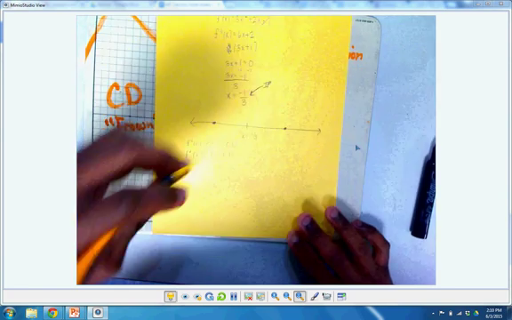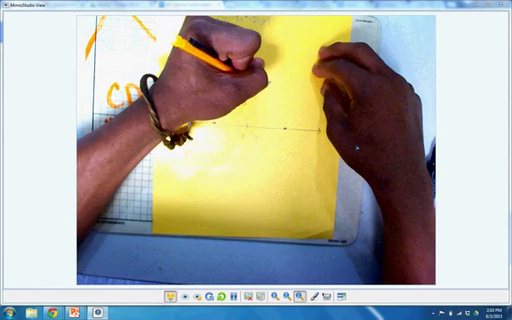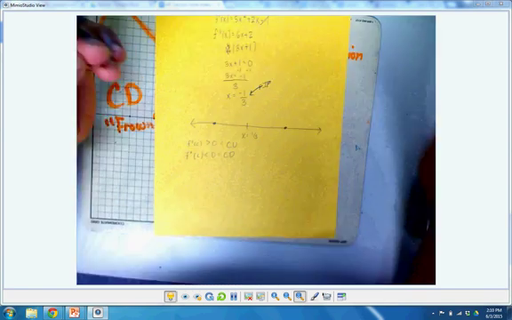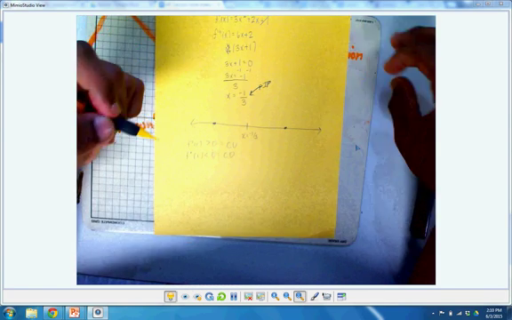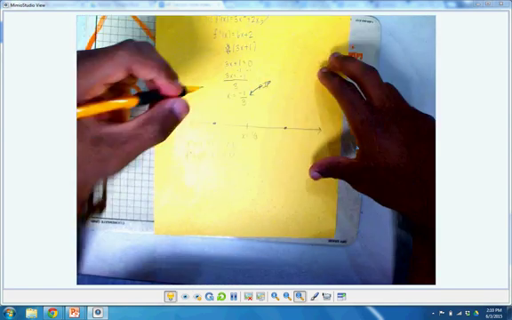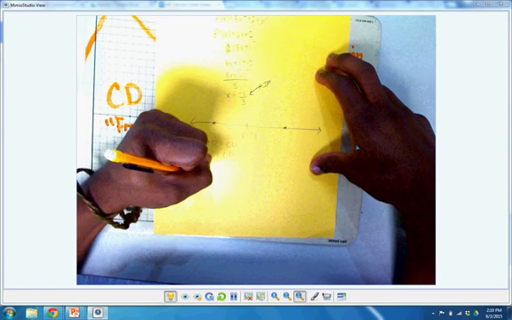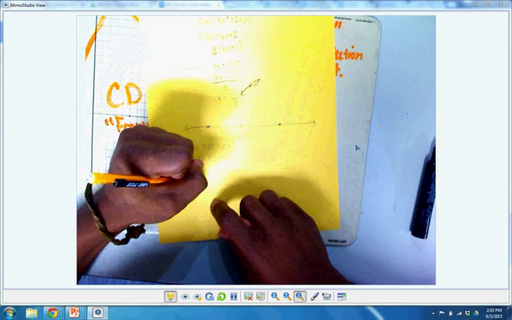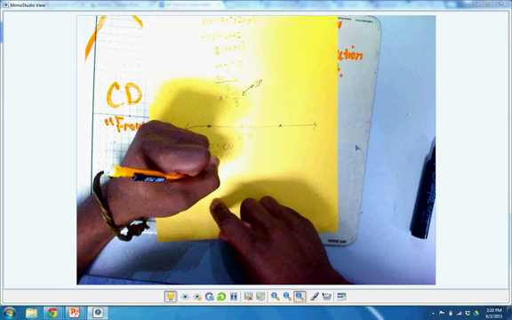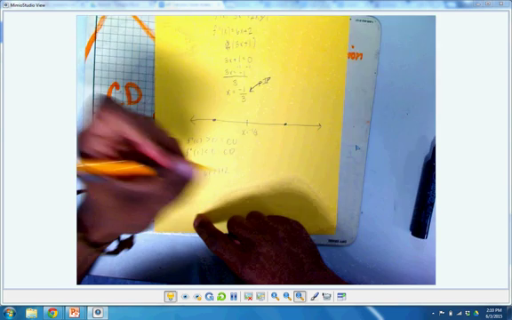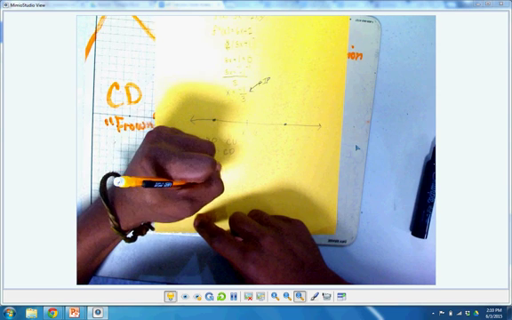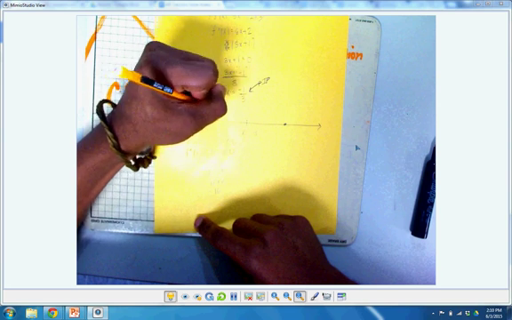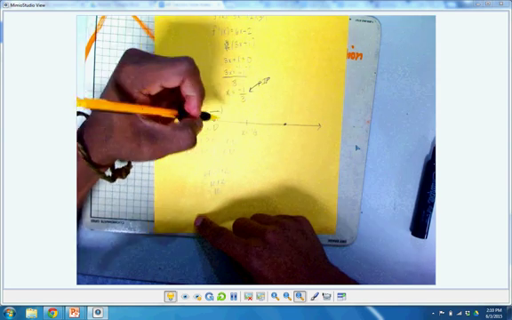As I want to reiterate, this is a potential inflection point. We're not exactly sure yet, because we don't know if it changes concavity. That's what we're trying to determine here. So for negative 1/3, I'm going to pick negative 2, and plug that into f double prime of x. So 6 times negative 2 plus 2 is negative 12 plus 2, basic math, which is negative 10. So this whole portion is negative, which means it's concave down on this interval.